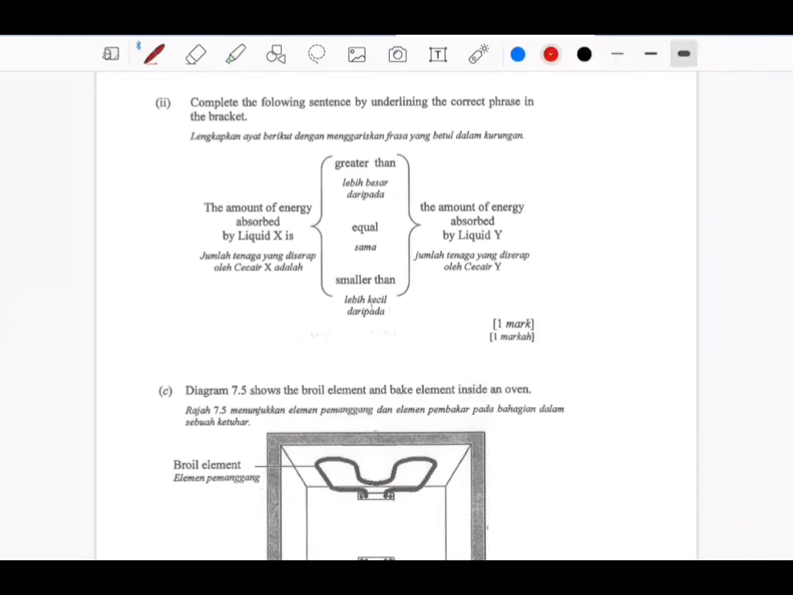The amount of energy absorbed by X is equal to the amount of energy absorbed by liquid Y. The energy provided by the heater is the same. So the amount of energy absorbed will be equal also. But the change of temperature is different because of the specific heat capacity.